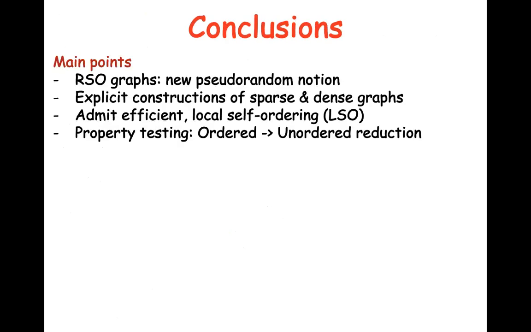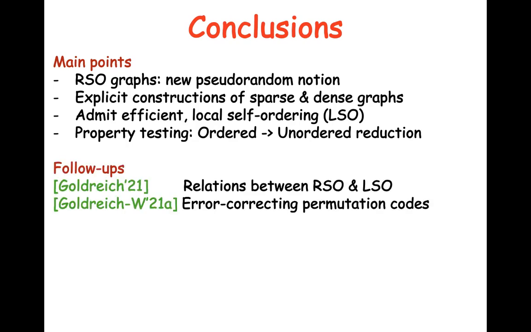Concluding main points, we define a new pseudo-random notion with RSO graphs. We have explicit constructions for them in the dense and sparse case. And in fact, these graphs also admit efficient local self-ordering procedures, and using them, we get these applications, some in the previous paper, and here this quadratic gap between adaptive and non-adaptive testers.